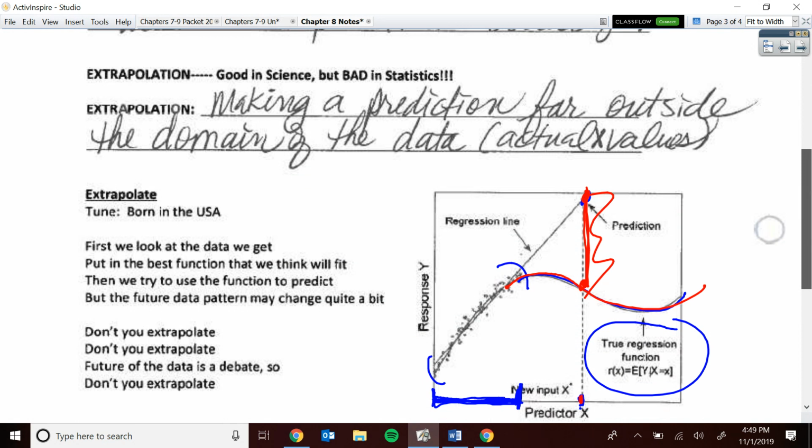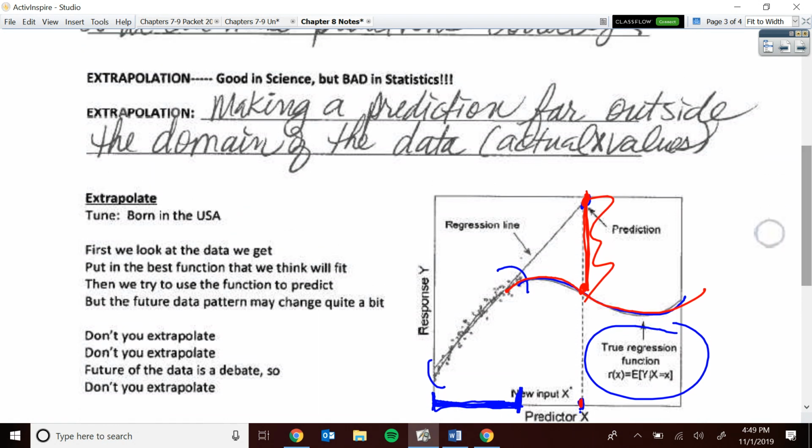So here is our summary that we want to discuss. First, we look at the data we get and put in the best function that we think will fit. Then we try to use the function to predict, but the future data pattern may change quite a bit. Don't you extrapolate. Don't you extrapolate now. The future of the data is a debate, so don't you extrapolate now.